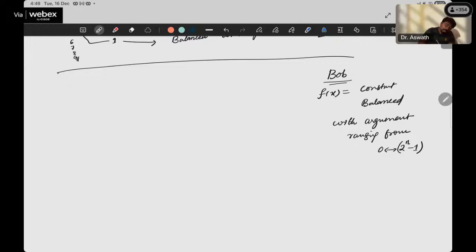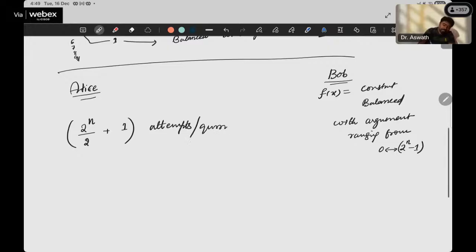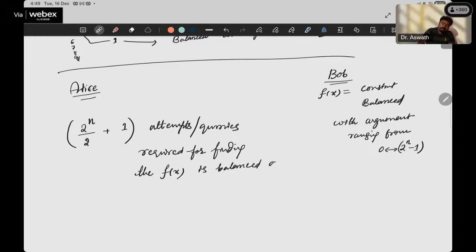In that case, how many queries does Alice have to send to find out whether the function is balanced or not? What is the total number? It is 2 to the power of n divided by 2, plus one, number of attempts, or I would say queries, required for finding whether f of x is balanced or constant.